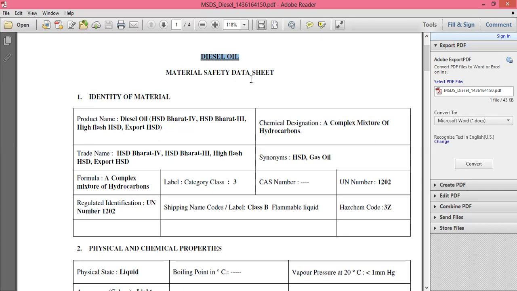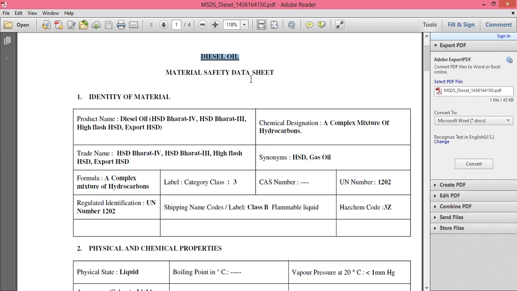MSDS is Material Safety Data Sheet. Before we load any dangerous cargo on board the ship, this MSDS should be provided to the vessel before the cargo is loaded, so that the crew members and the officer in charge of the cargo operations can go through this Material Safety Data Sheet. All the chemical and physical properties of the particular cargo are given in this MSDS, and the emergency procedures related to this particular cargo are also mentioned here. Apart from that, the contact details of the manufacturer or the supplier of this product are also given.